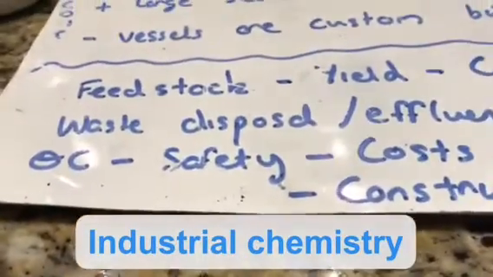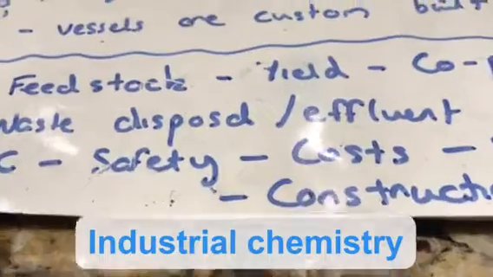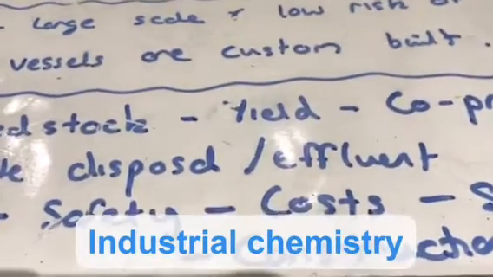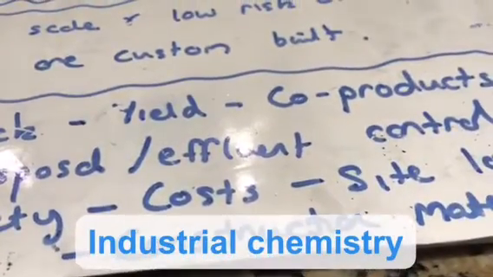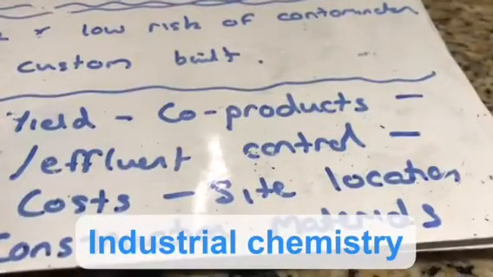QC, quality control, how is your product quality controlled during the process? Safety, how do you ensure the safety of your staff and the safety of those living around your site? Costs, what type of cost do you have to think about? Site location, construction materials is the last heading that you need to know your case study under.